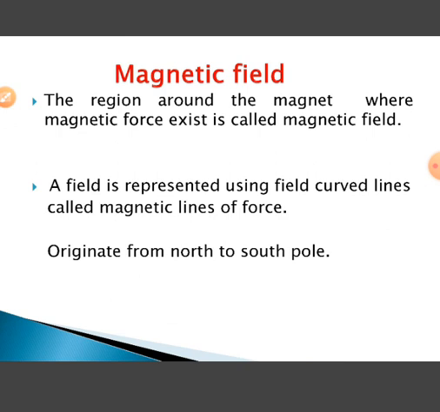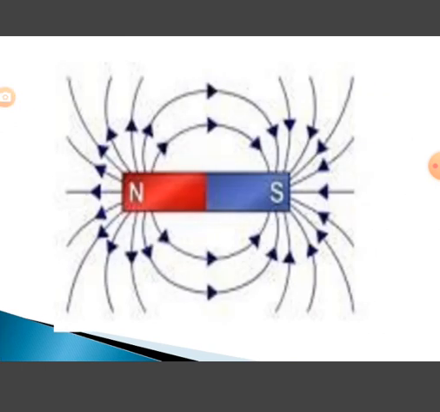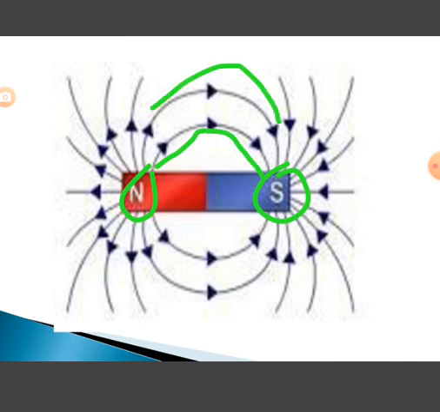Please take note, very, very important. It originates from north to south. And please, while drawing this, you must always put the direction. You can see you have the north here, you have the south here. Can we see the arrow? It originates from north to south. You can see the arrow moving towards the south. That's talking about the magnetic line of force.